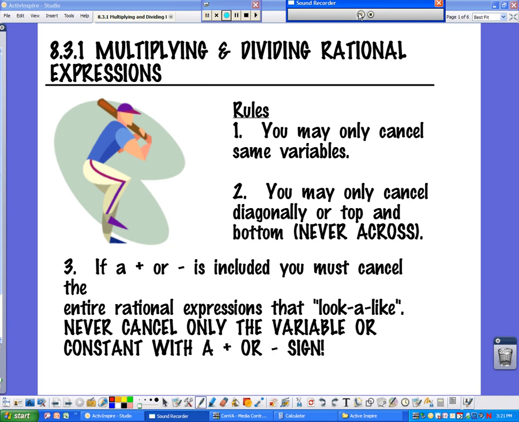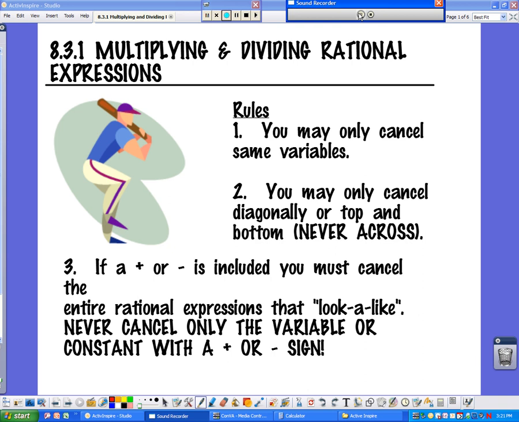Rule 1 is you may only cancel variables. You may only cancel diagonally or on top, but never across. So in other words, anything on the top can be canceled with anything on the bottom.